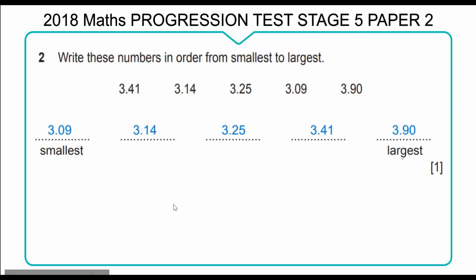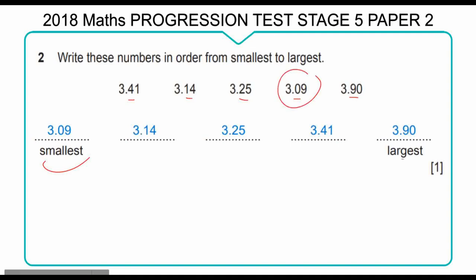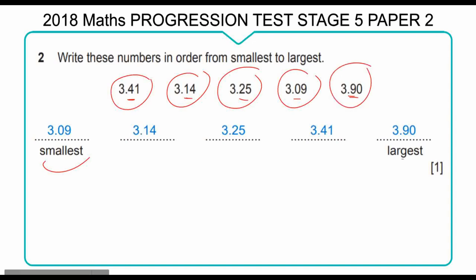So 4, 1, 2, 0, 9. Start with the smallest. The smallest is 0, so this should go first. After 0, it goes to 1, so this goes second. After 1, it goes to 2, so this goes third. After 2, it goes to 4, so this goes next, and the last is 9. That's how we got the answer.